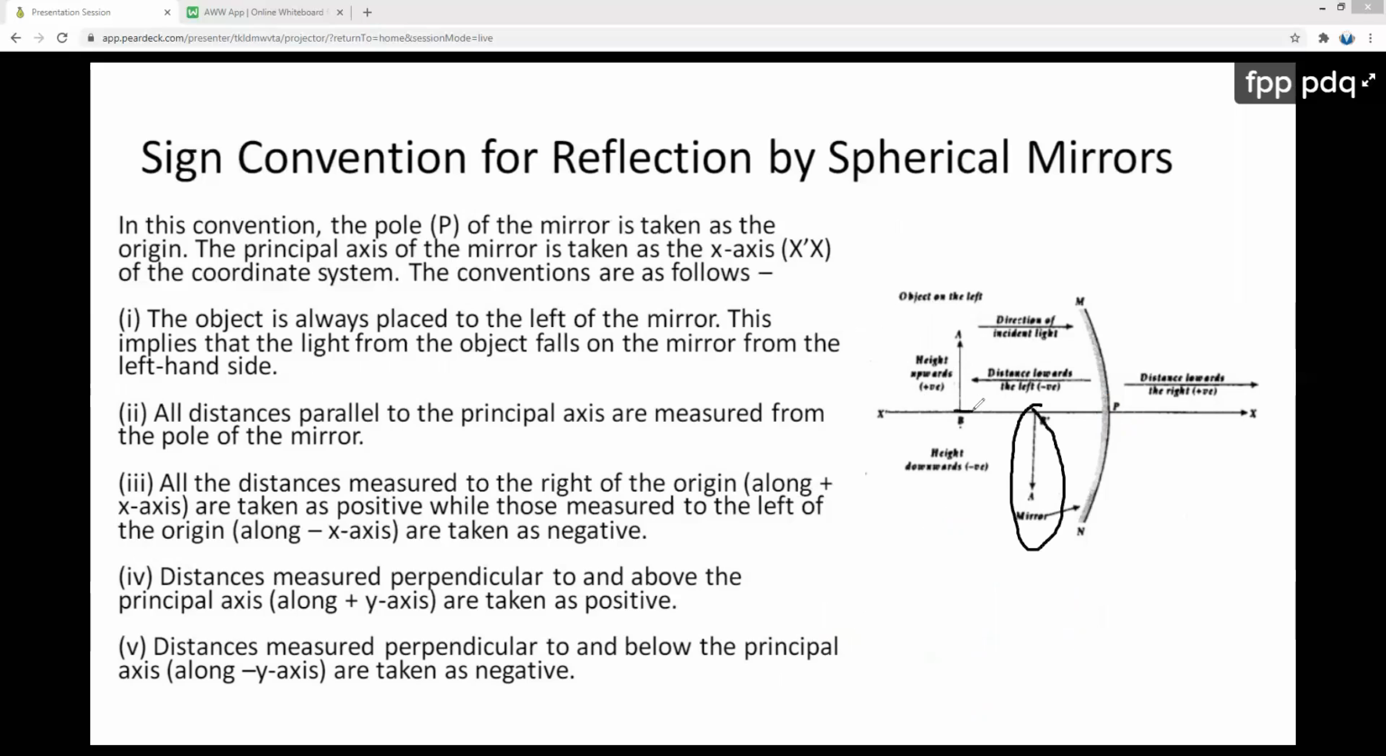Distances measured perpendicular to and above the principal axis are taken as positive. Same thing here, you can see the top and bottom. This is the pole, everyone can agree, right? This is perpendicular to and above the principal axis. This is the principal axis, and it's above it, so we take this as positive. There is no case where the object height will be negative, because you can't place it inside. It will always be upright.